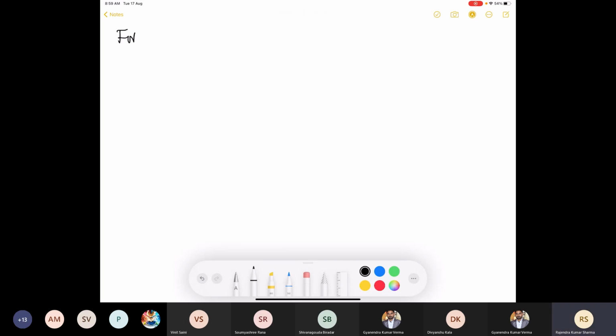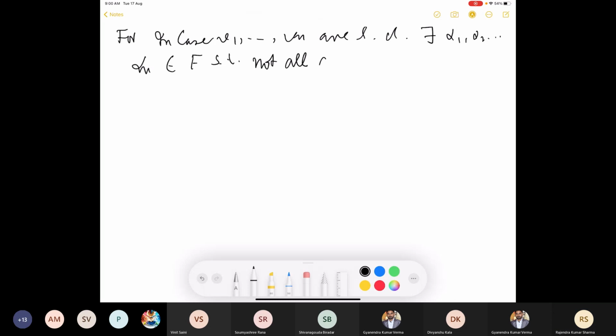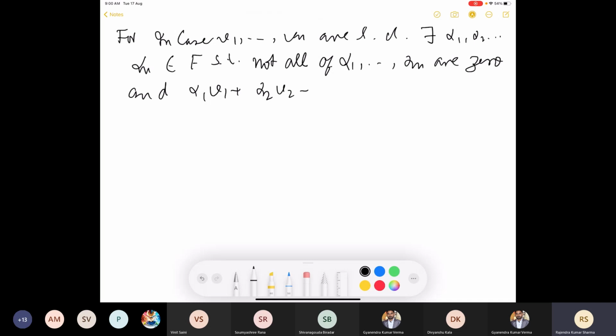Suppose the vectors are linearly dependent, because if the vectors are linearly independent, then we don't have to do anything. So in case v1, v2, ..., vn are linearly dependent, then what will happen? There exist scalars, say alpha 1, alpha 2, ..., alpha n in F, such that not all of alpha 1, alpha 2, ..., alpha n are 0, but their linear combination is 0. So alpha 1 v1 plus alpha 2 v2 plus ... plus alpha n vn is 0. Not all of them are 0, so at least there is one which is not 0.